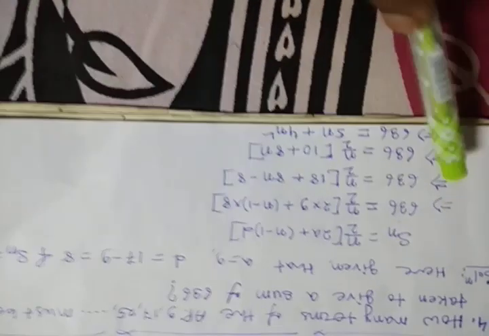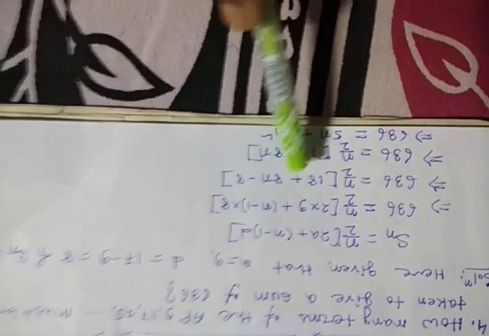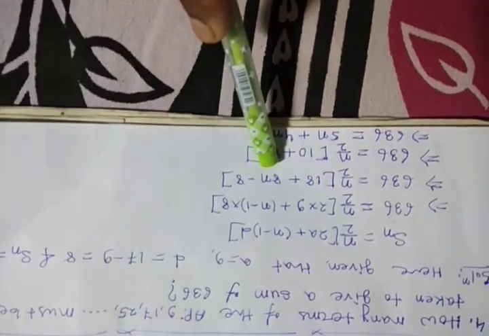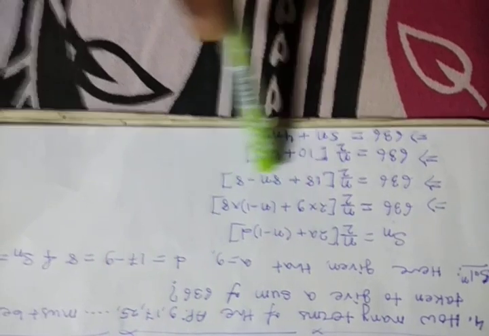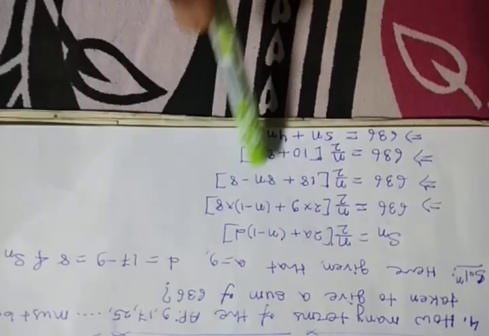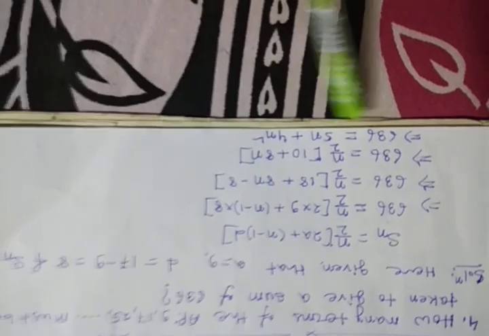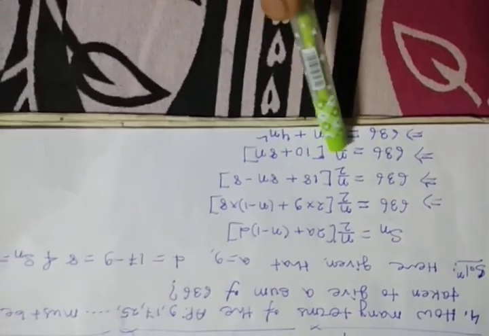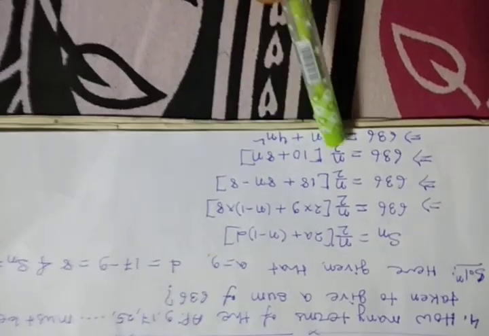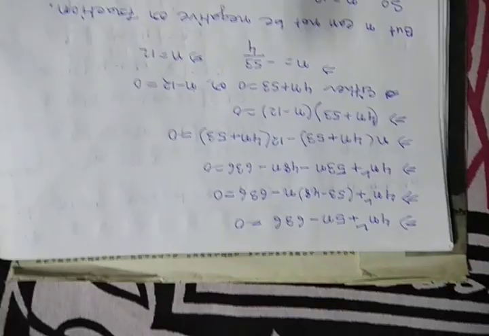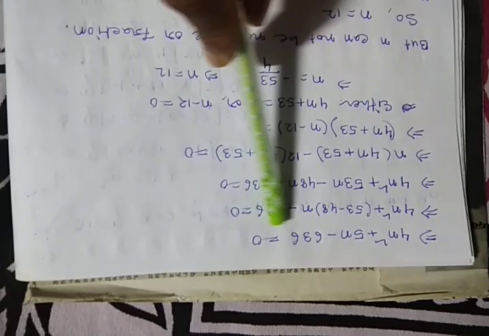So 636 equals n by 2 times (18 plus, by the distributive property, 8n minus 8). So 18 minus 8 equals 10, and 8n. So 636 equals n by 2 times (10 plus 8n). If we take the distributive property, it will be 5n plus 4n square. Now this implies 4n square plus 5n minus 636 equal to 0.